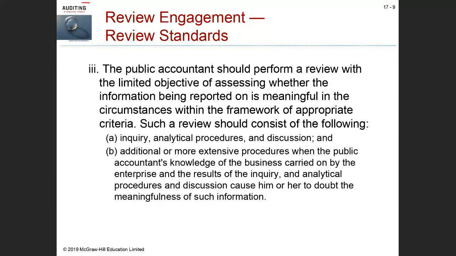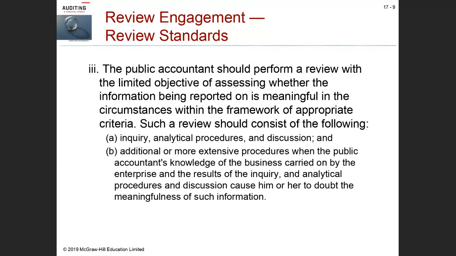Okay. And then B, it says we do additional or more extensive procedures when the accountant's knowledge of the business carried on by the enterprise and the results of the inquiry, analytical procedure, and discussion cause them to doubt the meaningfulness of the information. So as we do our work, we may get information given to us, or we discover information which causes concern.